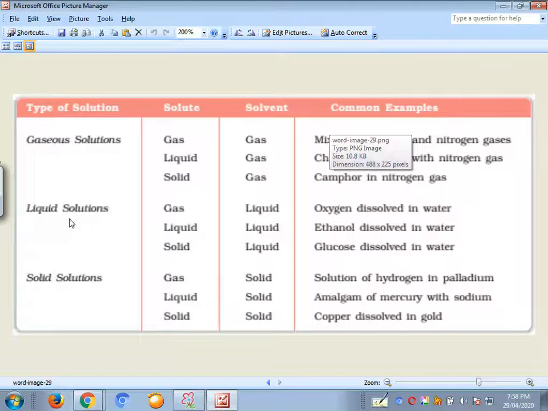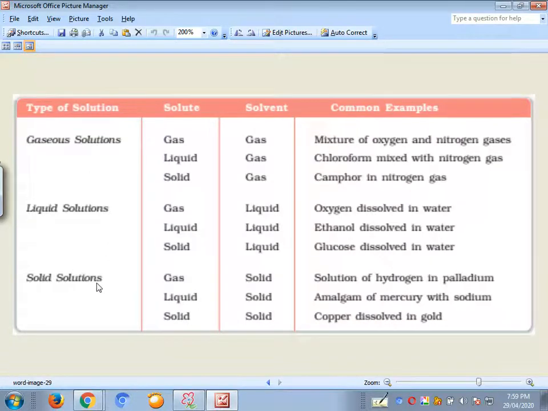Now similarly, we go for the next one, called liquid solutions. Here also you can see that the solvent is fixed, that is liquid. We are going to change the solute as gas, liquid, and solid. The example for gas in liquid is oxygen dissolved in water, whereas the example for liquid in liquid is ethanol dissolved in water. You know this example easily, right? The example for solid in liquid is glucose in water, or sugar solution or salt solution, any example, as I discussed earlier.